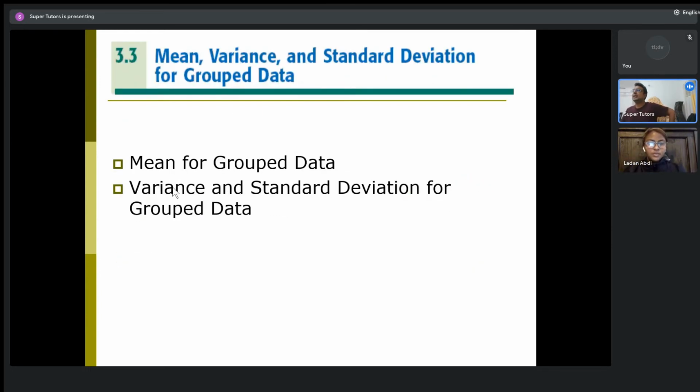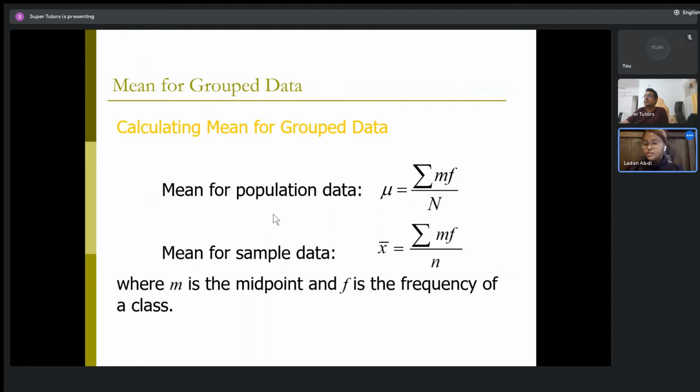So we come to something called mean for group data now, and the variance and standard deviation for that. Mean for population data is given by summation of MF over capital N. And of course, mean is a very simple formula. For the sample also the formula is the same. X bar is summation of MF over small n. M is the new thing that we are introducing here. That's the midpoint of every class, and F is the frequency.